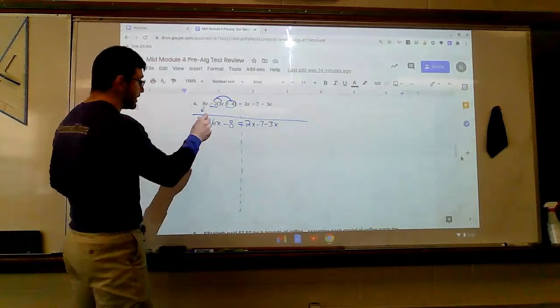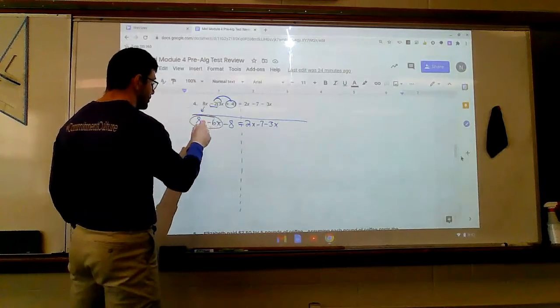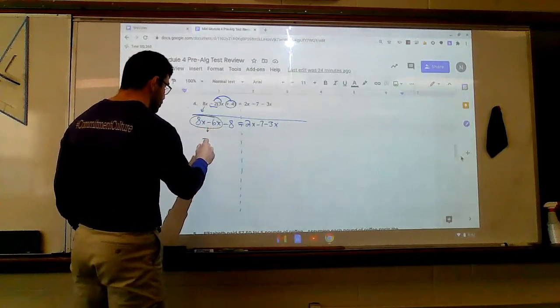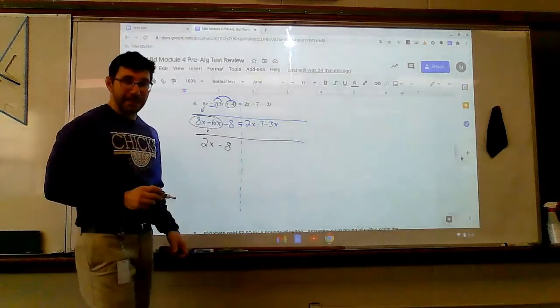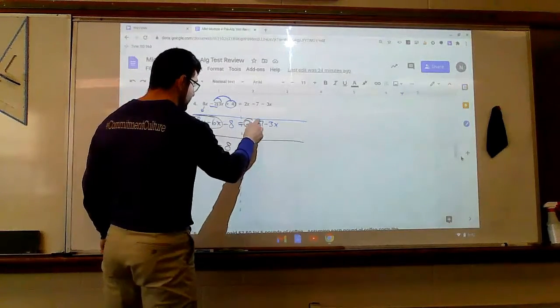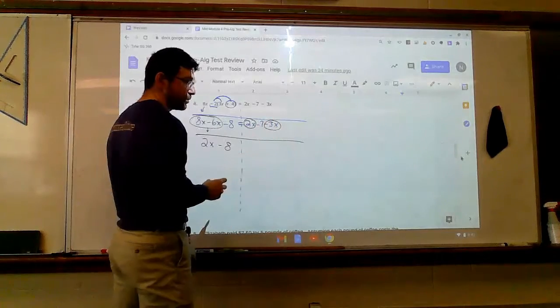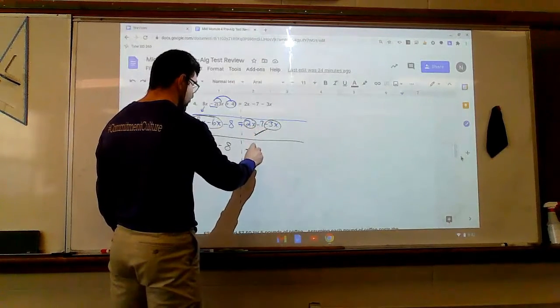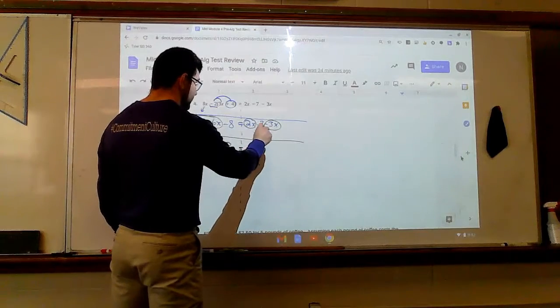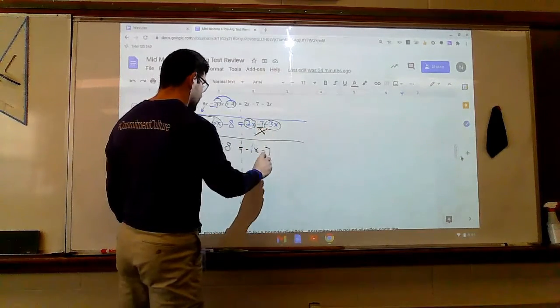On the left-hand side, I have 8x's minus 6x's. That's 2x minus 8. On this right-hand side, I have a 2x and a negative 3x. So that's 2 minus 3, which is negative 1x. I did not touch the negative 7, so it comes down.